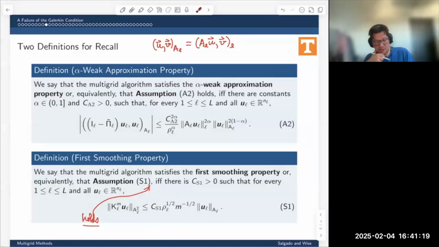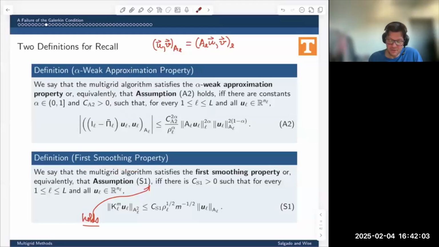So these are two properties that we're going to need, that I wanted to take a little bit of time to make sure you understood. Even if you don't recall them specifically, I hope you understand how fundamental they were to our analysis. Remember, we have these two multigrid properties that we need to fit together in some way in order to make a multigrid algorithm converge. We need an approximation property and a smoothing property. So the ones we're going to put together for this scaled Galerkin condition G3 are the alpha weak approximation property and the first smoothing property.